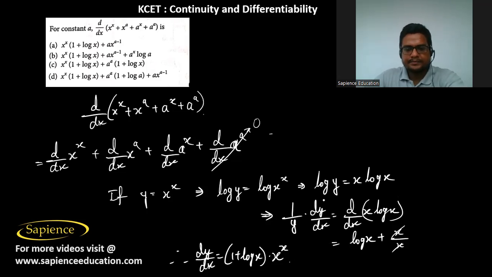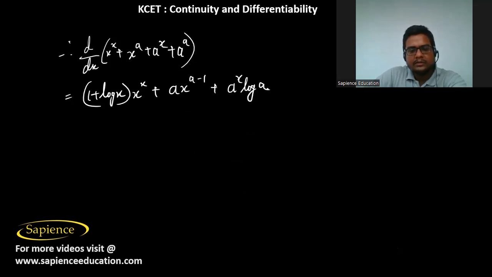Okay. So, d by dx of x power a, that is a x power a minus 1. And d by dx of a power x is a power x log a. So therefore d by dx of x power x plus x power a plus a power x plus a power a, that will be equal to d by dx of x power x, which is 1 plus log x into x power x, plus a x power a minus 1, plus a power x into log a. This will come.